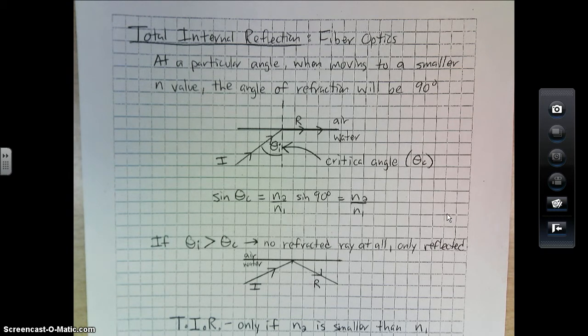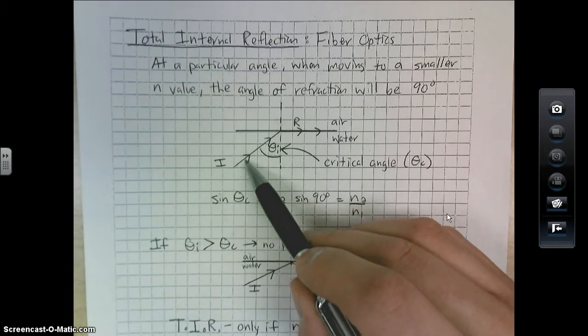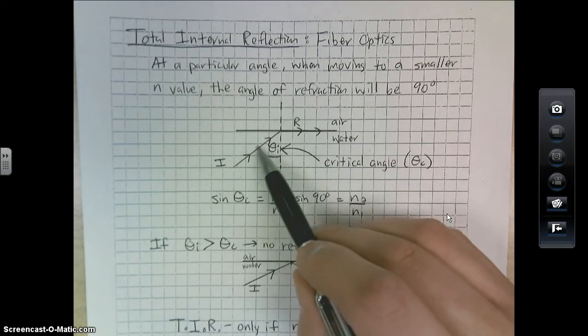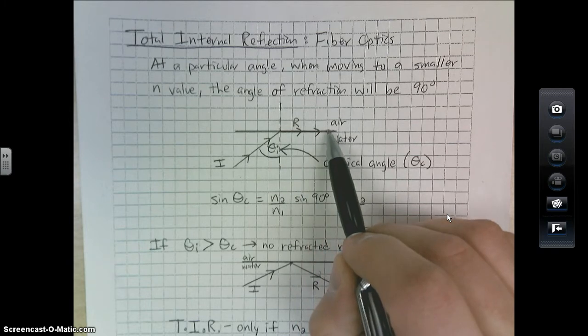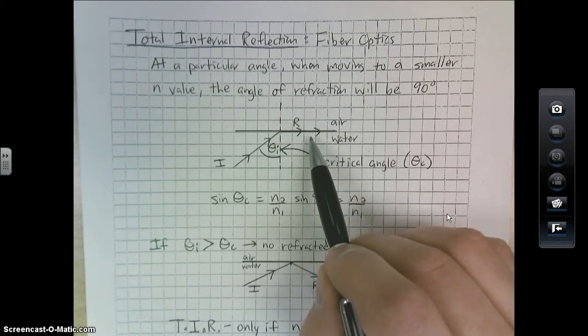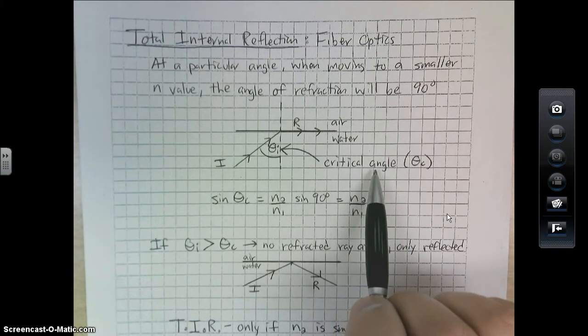At some particular angle, though, that you approach that boundary at, the angle of refraction is going to be 90 degrees, which would put you right along the boundary between the two mediums. So just like in this one, if we've got the incident ray coming in at a certain angle, that incident angle is going to produce a refracted ray that lies right on that boundary. Okay? When that happens, that is known as the critical angle.